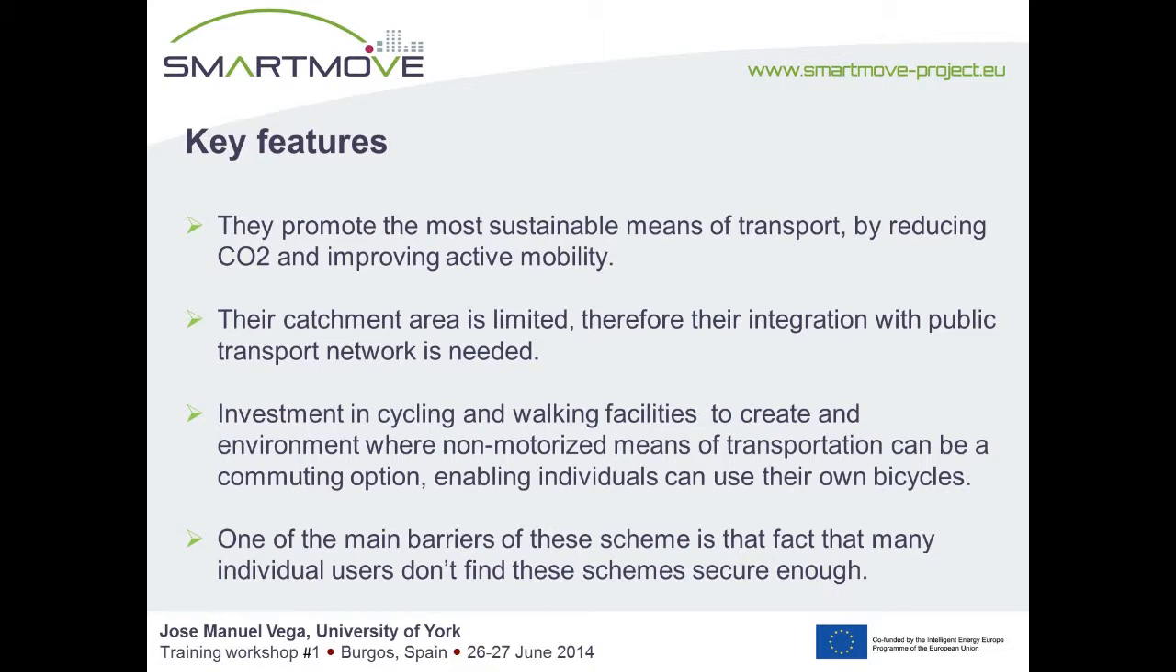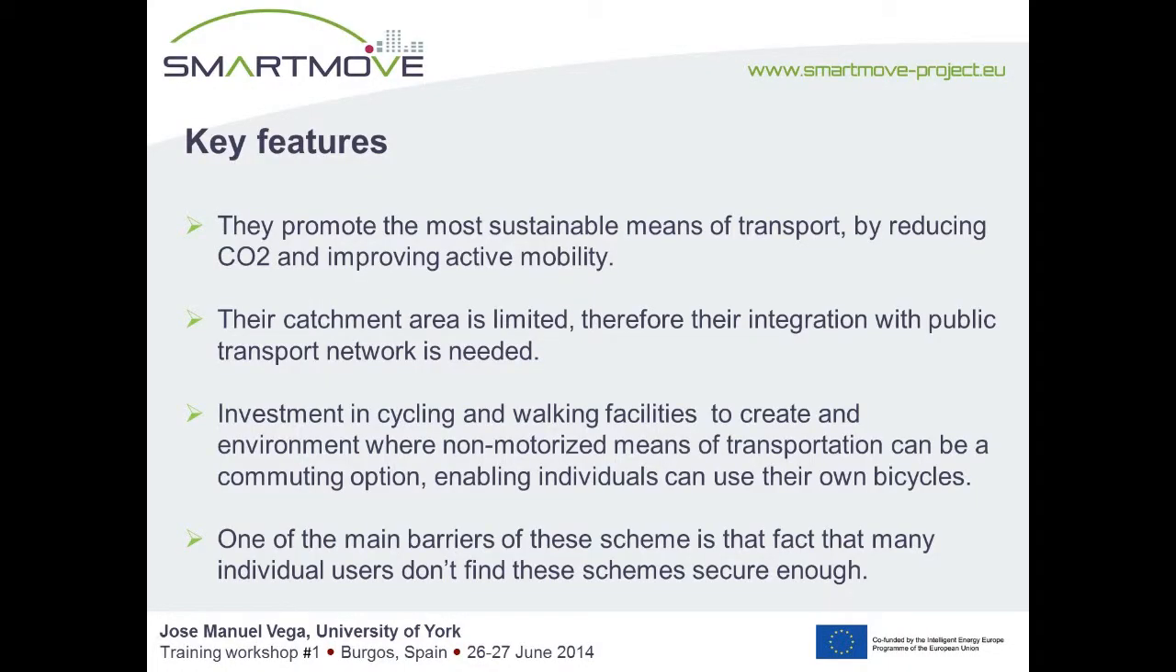They are the ones that reduce CO2 emissions the most and improve active mobility, so it's also a way of improving a healthier style of life. The problem is they have a limited catchment area. So when we think of them, the best option is also to integrate them with the regular transport networks, for the last mile we were talking about.